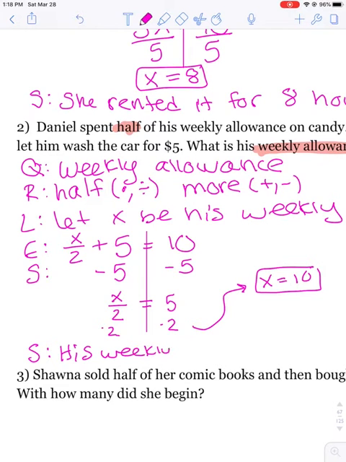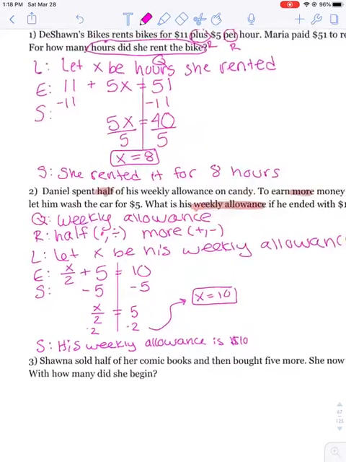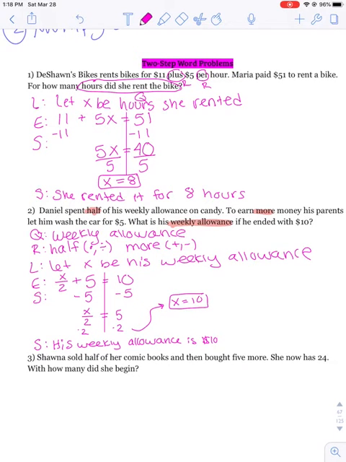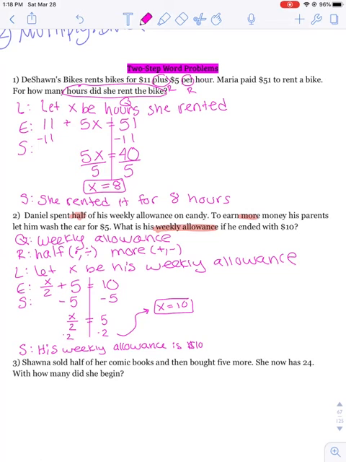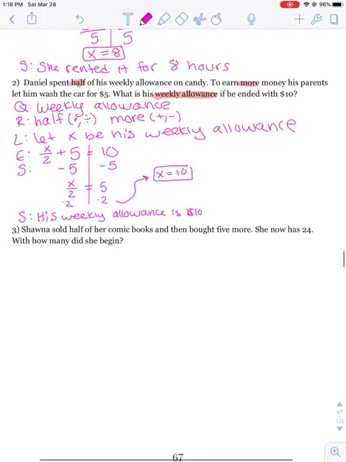So his weekly allowance is $10. That's your unit. You need that dollar sign. And let's see if that makes sense. He spent half of his money on candy. So he spent $5 on candy. He had $5 left. Then his parents gave him another $5, and he ended up with $10. Yeah, that makes sense. Please pause the video and try number 3. Come back when you're ready to go over it.